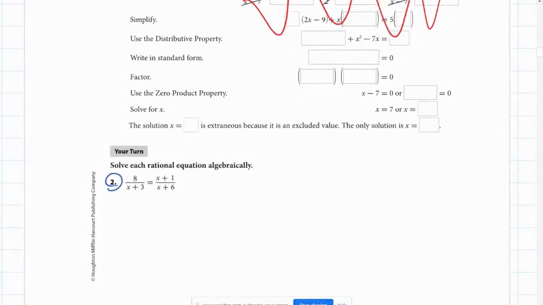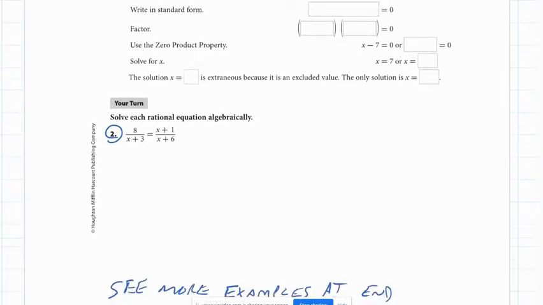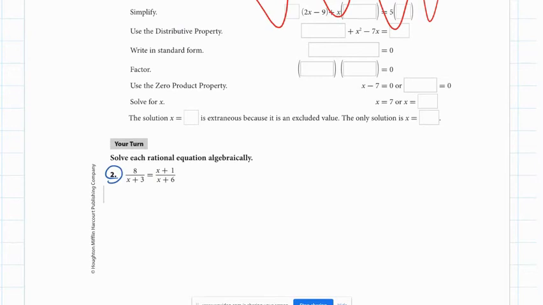Okay, so here's one for you to try. Go ahead and identify your excluded values first, and then solve that equation. Okay, so if you're not done yet, go ahead and pause your video. But if you are done, we can multiply both sides of this equation by x plus 3 and x plus 6 to get rid of all the denominators.